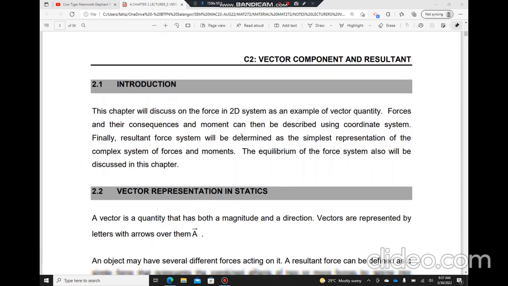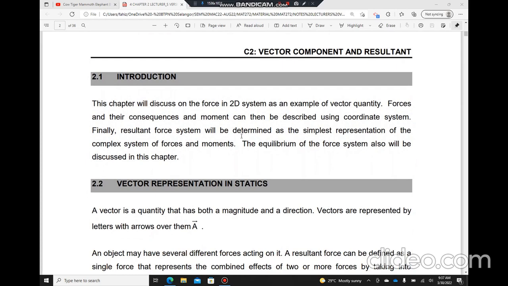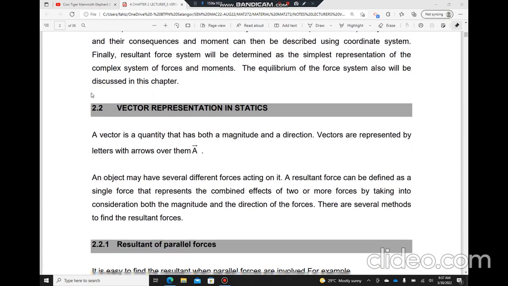Okay, as an introduction, this chapter will discuss on the force in 2D system as an example of vector quantity. Forces and their consequences and moment can then be described using coordinate system. Finally, resultant force system will be determined as the simplest representation of the complex system of force and moments. The equilibrium of the force system also will be discussed in this chapter. Okay, so introduction ni kita cerita untuk apa yang kita akan cover untuk chapter 2.